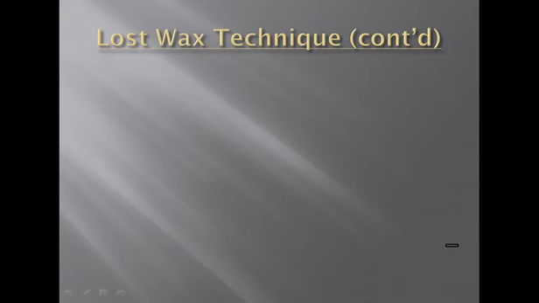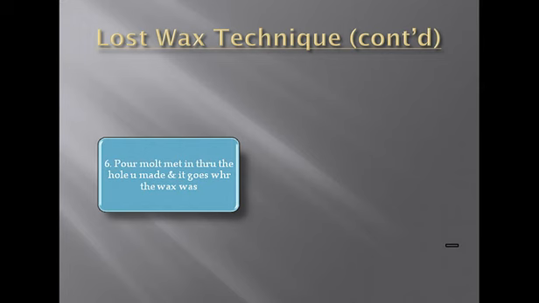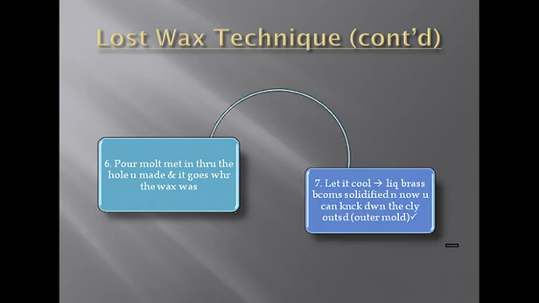The lost wax technique continued. Number 6, you then pour molten metal in through the hole you made and it goes where the wax was. Number 7, the final step, you let it cool, and then the liquid brass becomes solidified, and now you can knock down the clay outside the outer mold. Then you're finished.